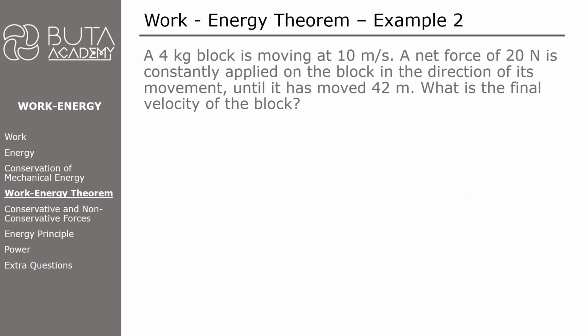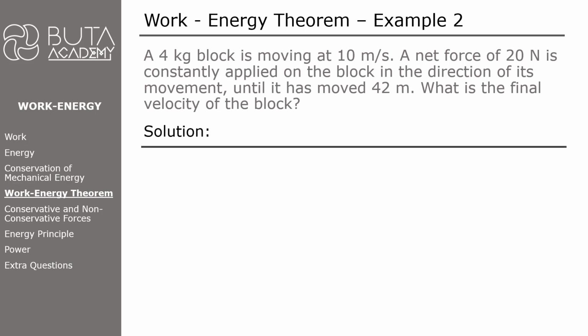In the second example, a 4 kg block is moving at 10 meters per second. A net force of 20 newtons is constantly applied on the block in the direction of its movement until it has moved 42 meters. What is the final velocity of the block? Again, we start the solution by writing down the formula of work-energy theorem.